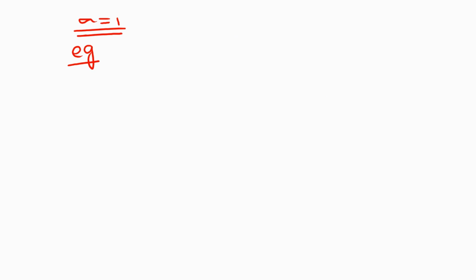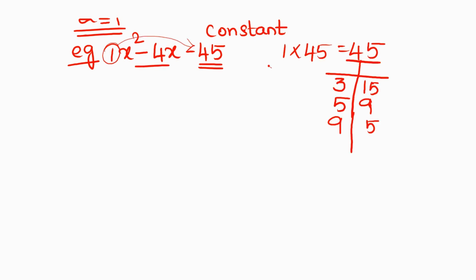Consider example number 1. x square minus 4x minus 45, which means that the x square value is 1 here. Now 1 into that constant term. So 1 into 45 is 45. Here the constant term is in negative sign, that is minus 45. So this 45 can be factorized in different ways. 45 can be written as 3 into 15 or 5 into 9 or 9 into 5.